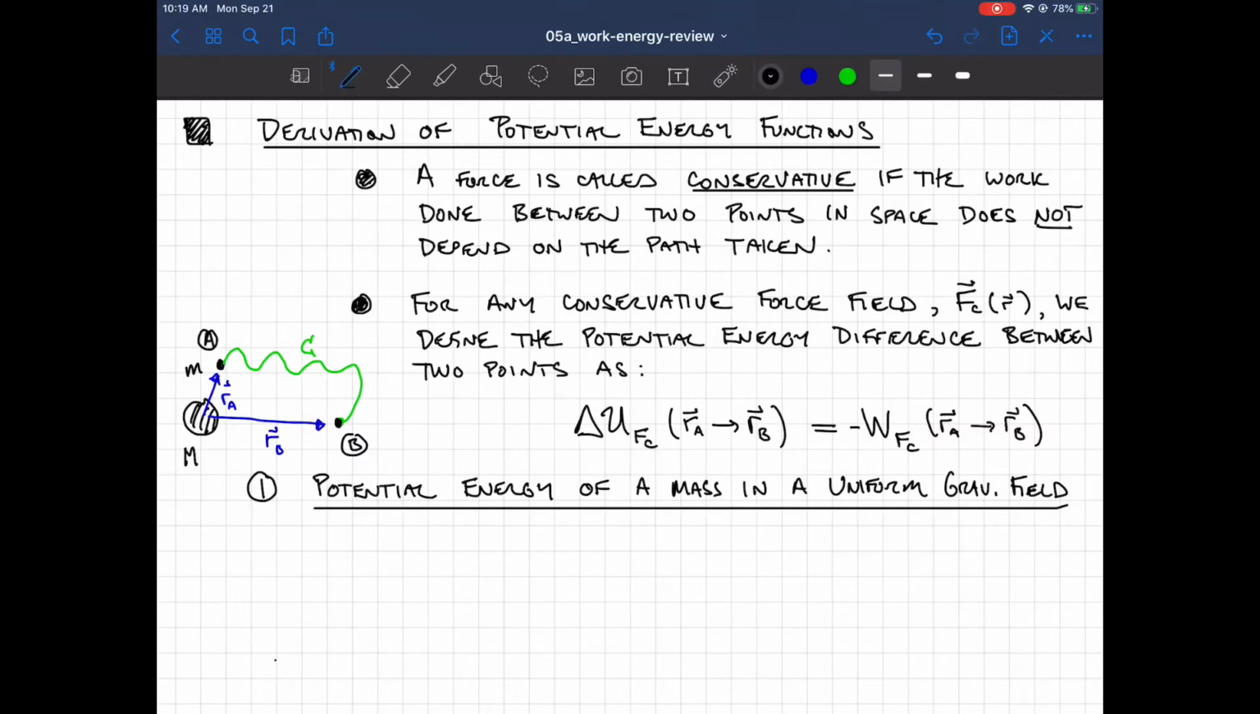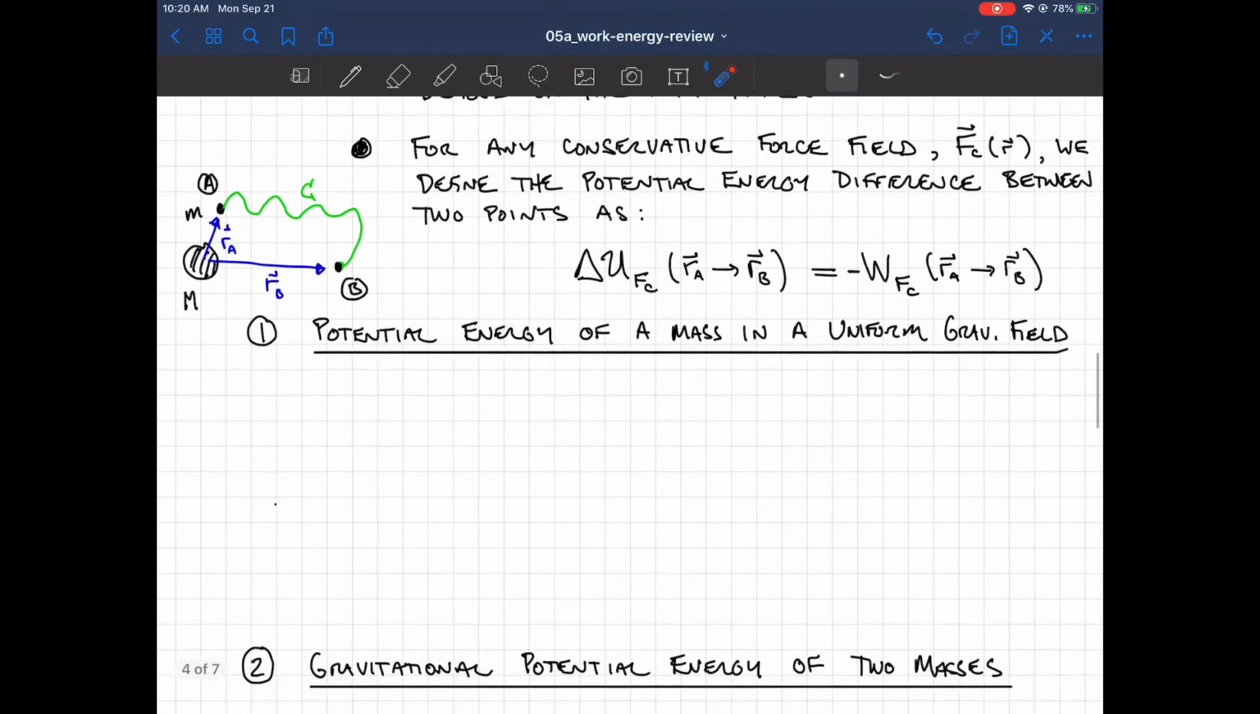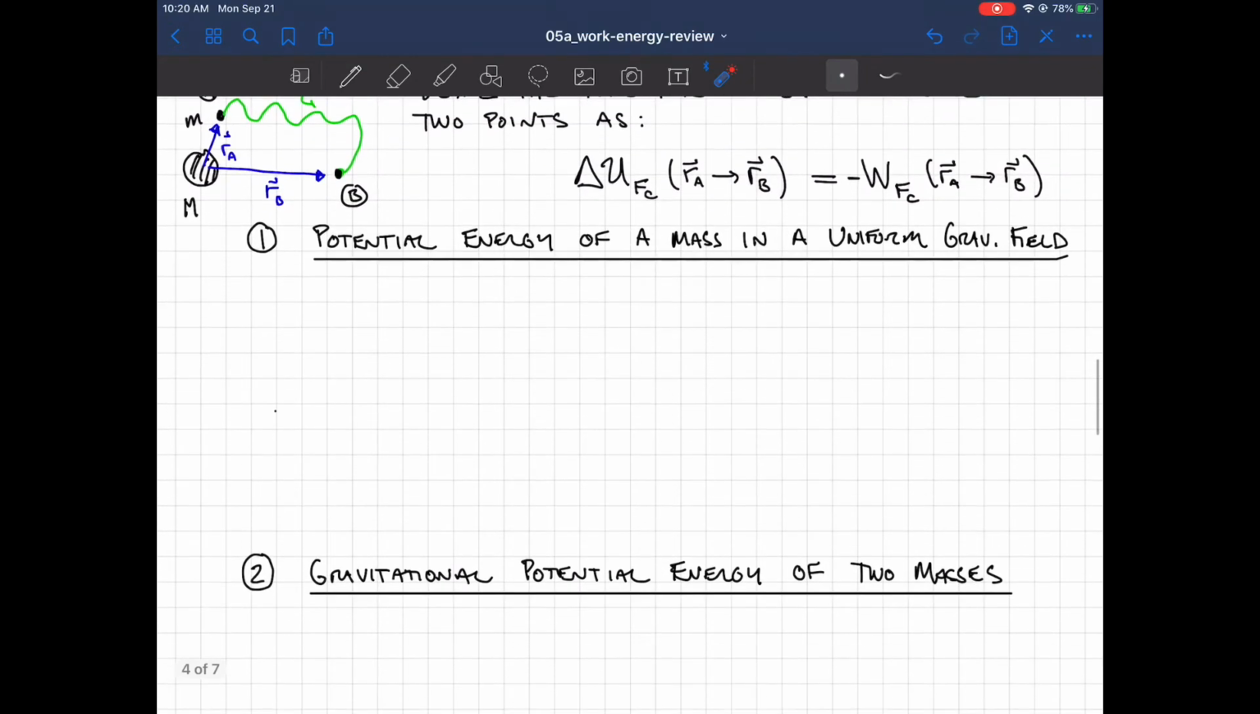In fact, I can calculate it. And I screwed up the equation. It's minus the work done. That's important. So in order to find the change in potential energy, you have to calculate the work between 2 points, and then the opposite of that value is what you call the change in potential energy. So we'll do that in a couple of examples here.